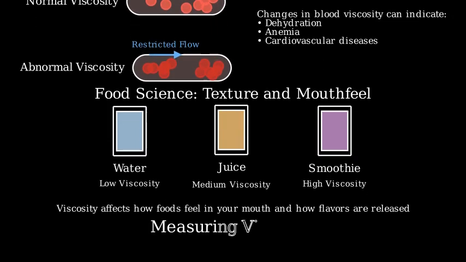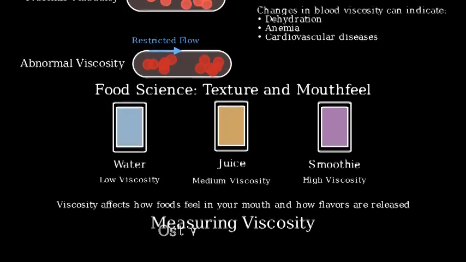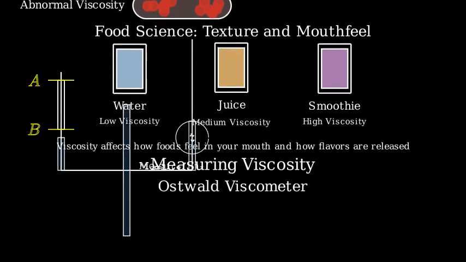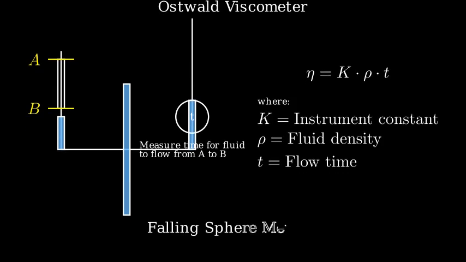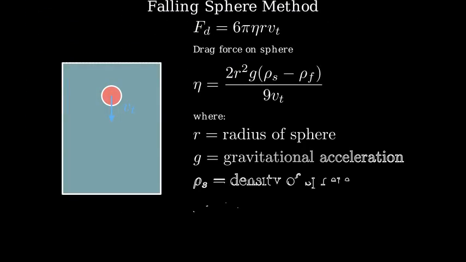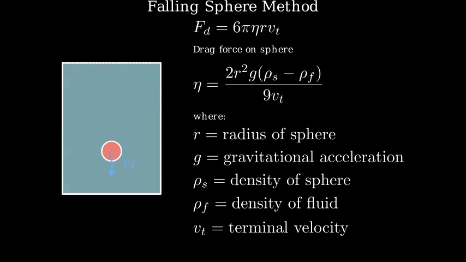There are several methods to measure viscosity. The most common is using a viscometer. The Ostwald viscometer measures how long it takes a fluid to flow through a capillary tube. The longer it takes, the higher the viscosity. Another method is the falling sphere method. Here, we measure the terminal velocity of a sphere falling through the fluid. Using Stokes' law, we can calculate the viscosity.